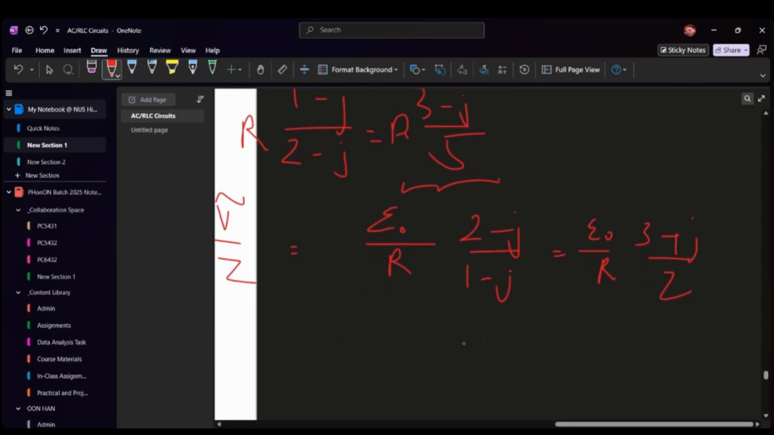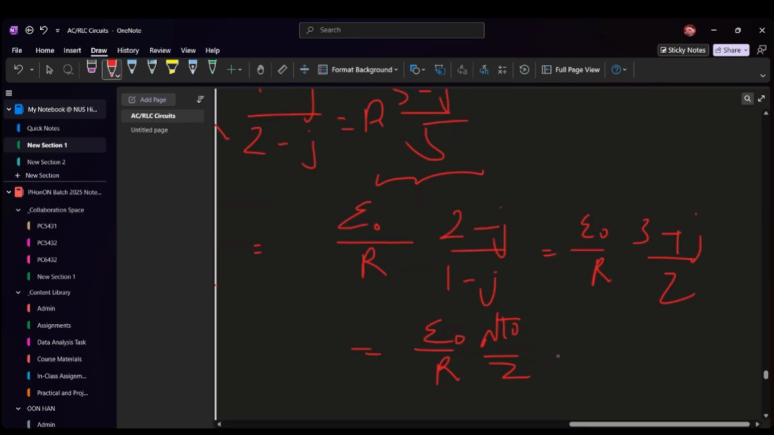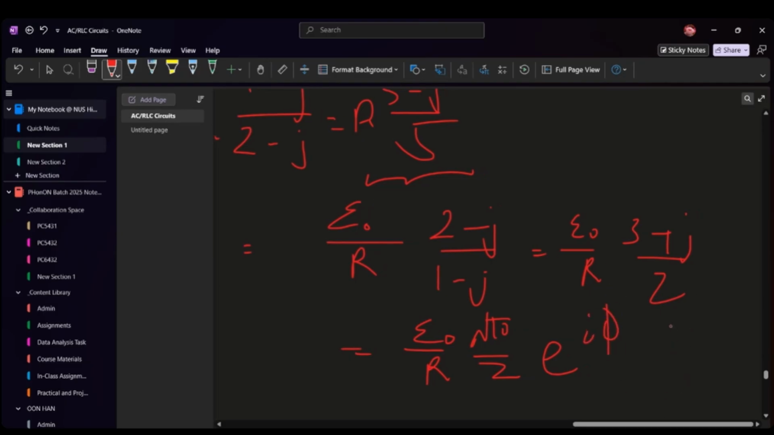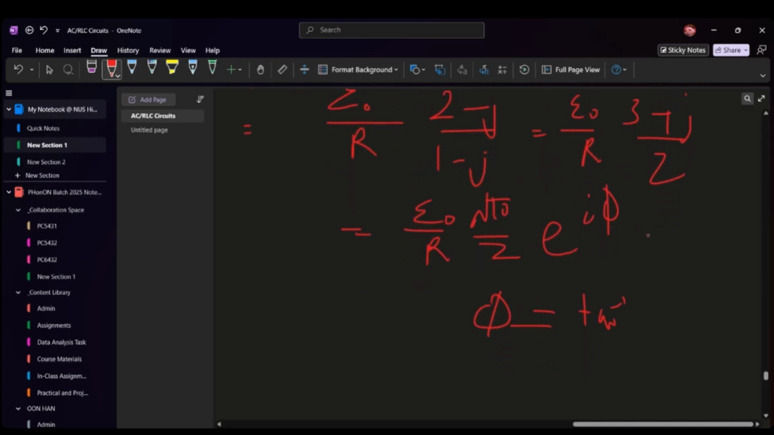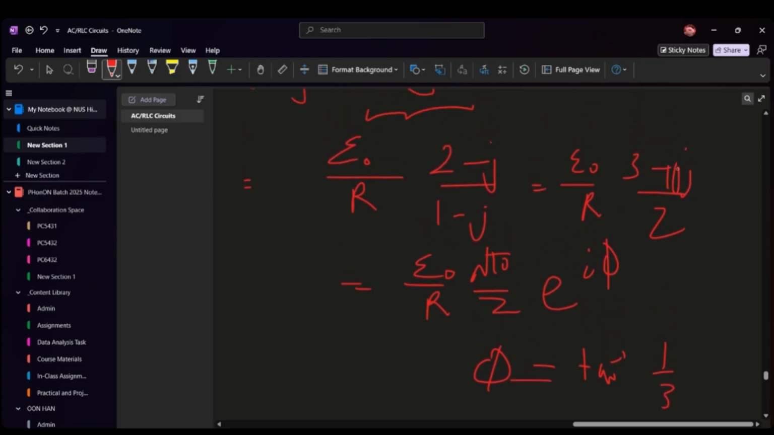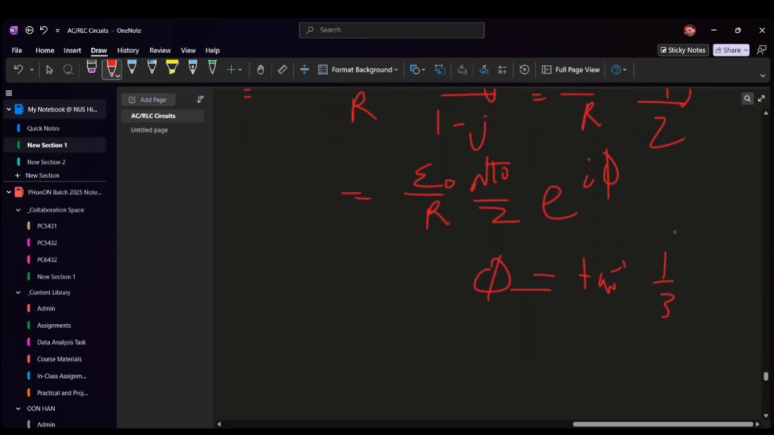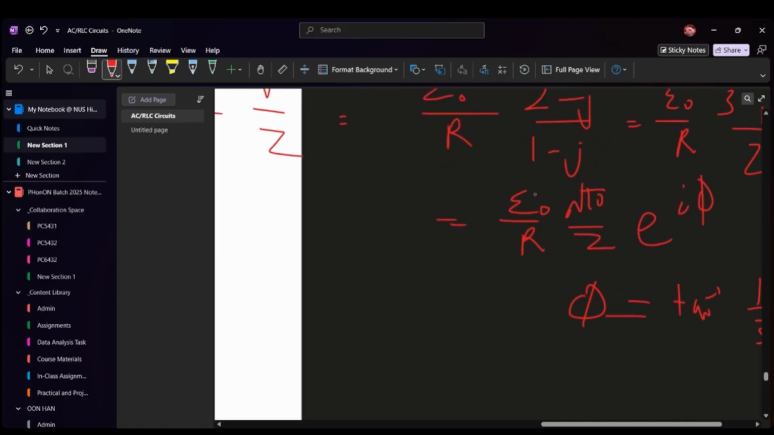And you can simplify this by yourself, but this magnitude is root 10 over 2, sorry, root 10 over 2, because you just take the magnitude and you get e to the I phi, where this phi is tangent inverse of 1 over 3, because you take this component over this component. Yeah. And you have your answer lah, because this is your I naught, basically.